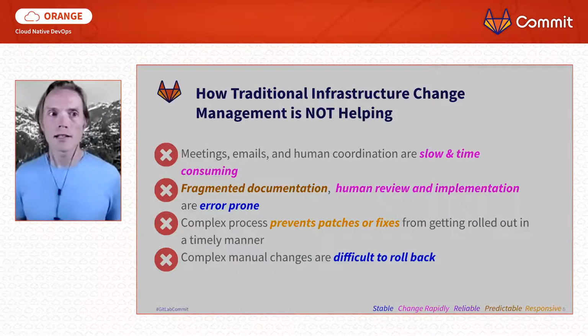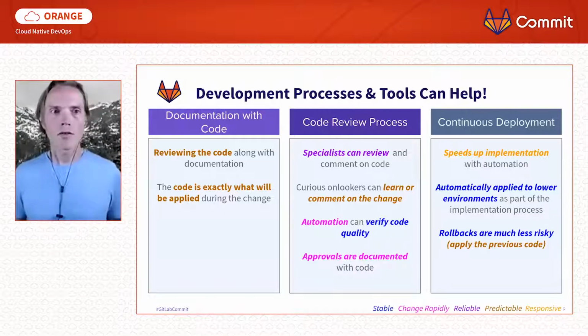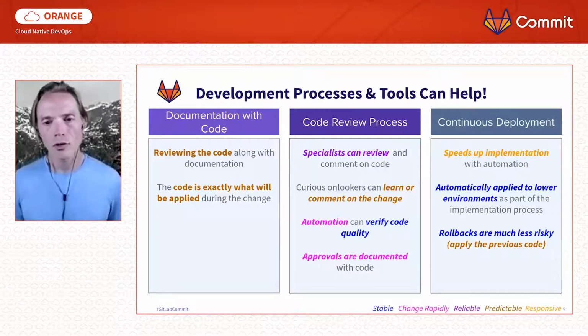So how do we fix this? Well, luckily, we've got development processes that we can lean on and tools that we can apply as we move to a faster, more agile operational model. So if we take a look at teams who are developing code through agile processes, there's a few things we can leverage here.